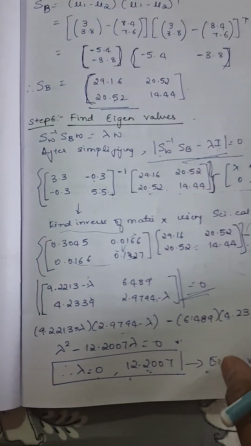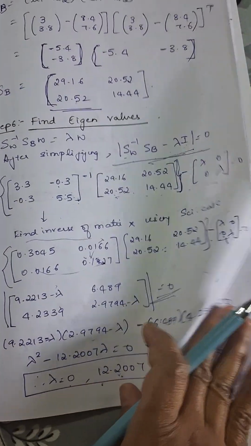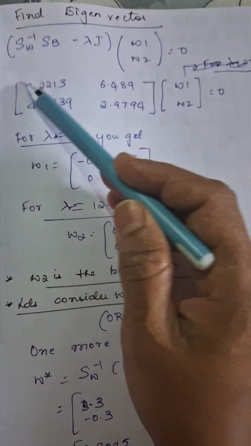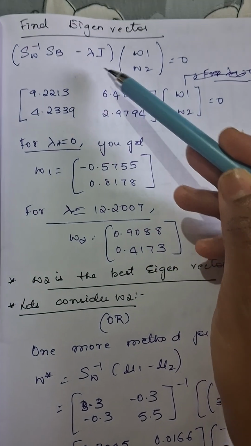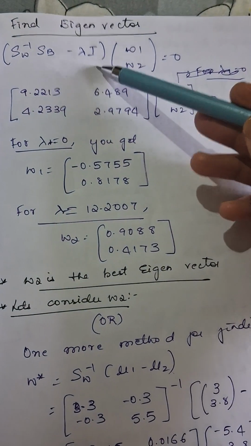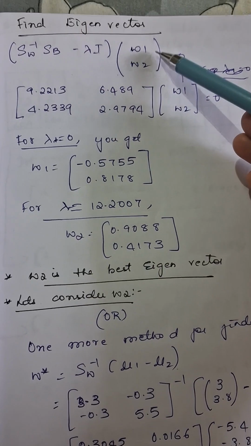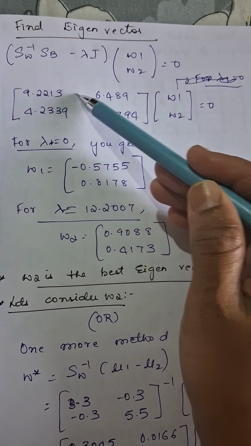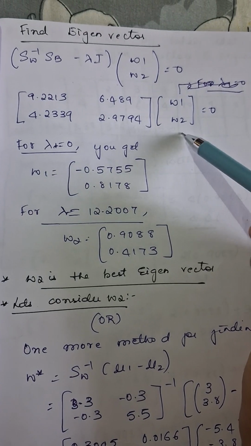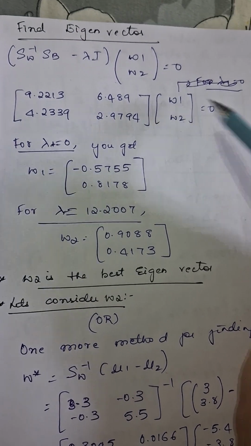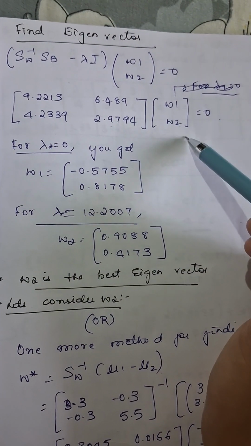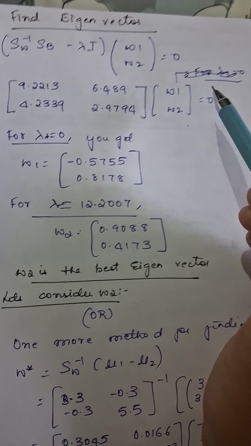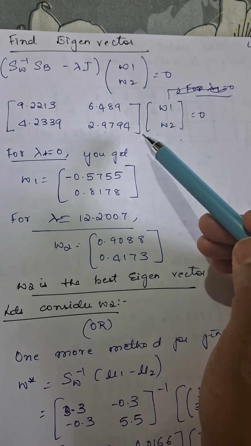Now what you have to do is find the eigenvector. How do you find the eigenvector? The same thing: SW inverse into (SB minus lambda I), the characteristic equation which we used in the previous step, multiplied with the vector W1, W2 is equal to 0. So basically it's a matrix. You multiply this matrix with the W1, W2 matrix. When you multiply, one thing you have to remember is for W1 is equal to 0.